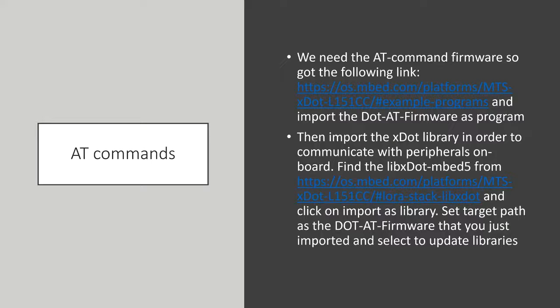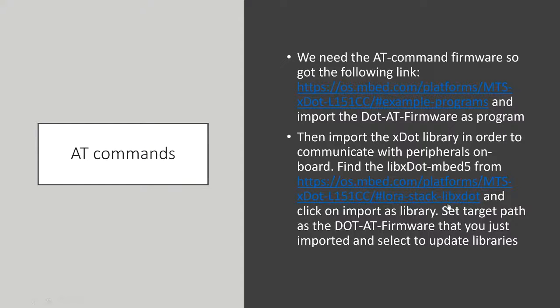Then we used AT commands to check whether our conduit is connected. What we did was we first downloaded the AT command firmware, which we got from this particular link, and we imported it. Then we needed the xDot library in order to communicate with the peripherals on board.